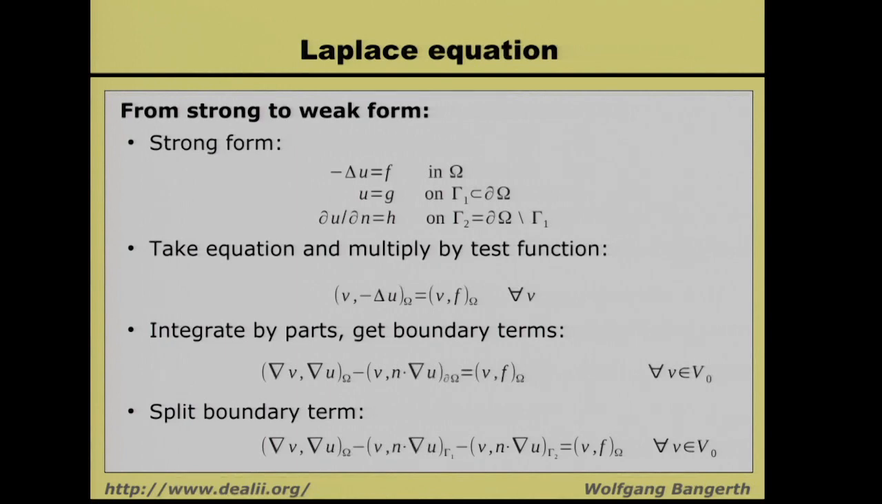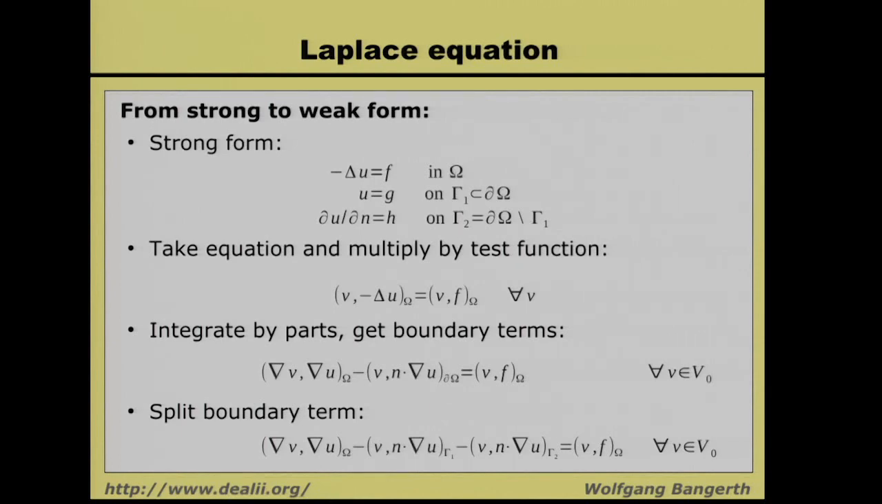So having derived this, now I would like to go through the process of how we go from the strong form to the weak form in more general settings. Let me say that I have this equation here, minus Laplace u equals f in the domain, u equals g on gamma 1, and Neumann conditions du over dn equals h on gamma 2.